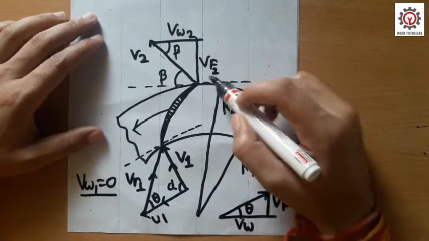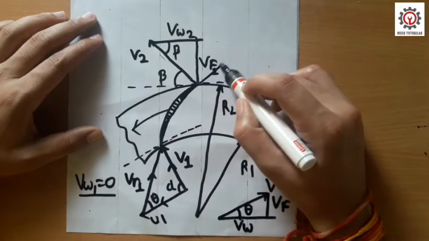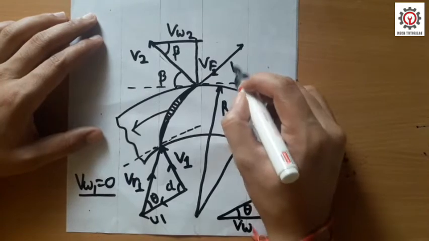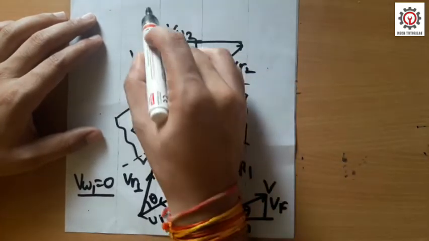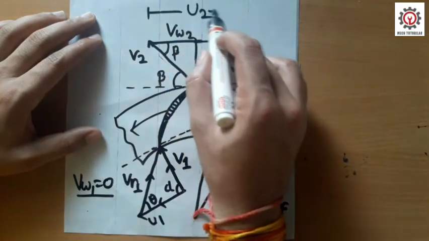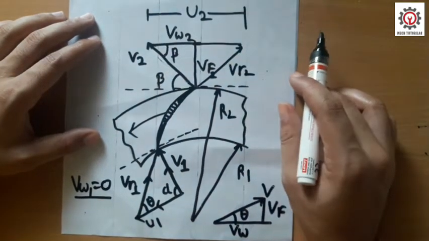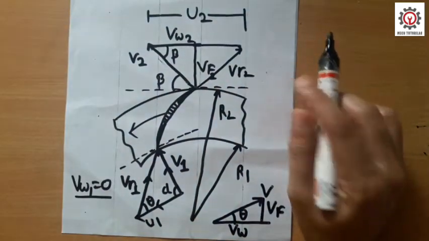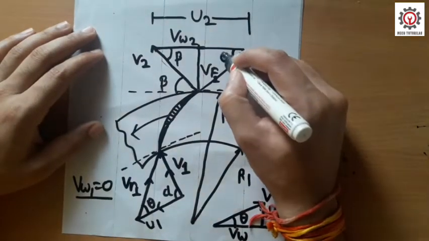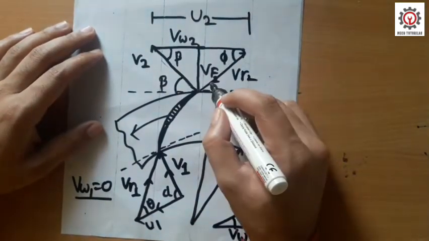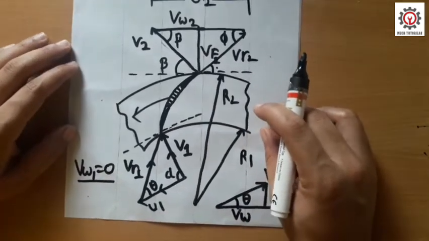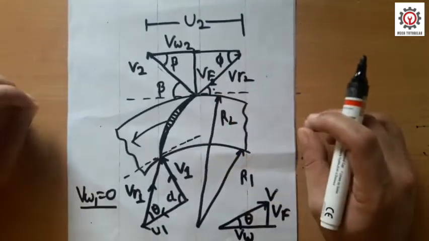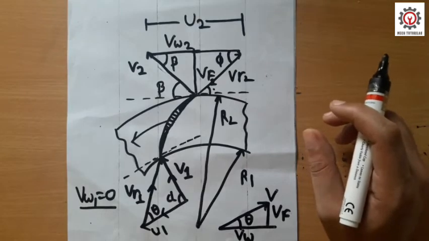All right, the relative velocity will be like this, which is vr2, and when we complete this triangle we get another velocity component, which is u2, the tangential velocity of this impeller at outlet. Let's assume this angle as phi. Alright, so this angle will also be phi. So this is the velocity triangle of a centrifugal pump.